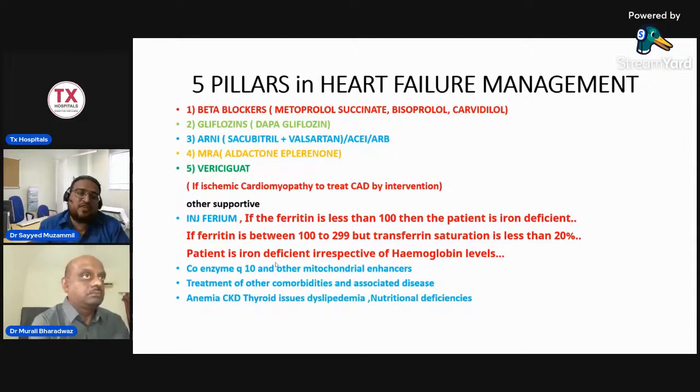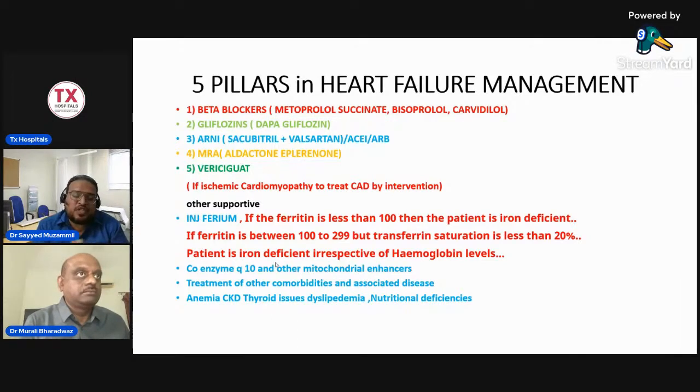So in heart failure, if ferritin is less than 100, then we say that the patient is iron deficient. Or if the ferritin is between 100 and 299, but transferrin saturation is less than 20%, then it is iron deficiency. And iron deficiency is irrespective of hemoglobin level. Even if hemoglobin is 11, the patient can be iron deficient.